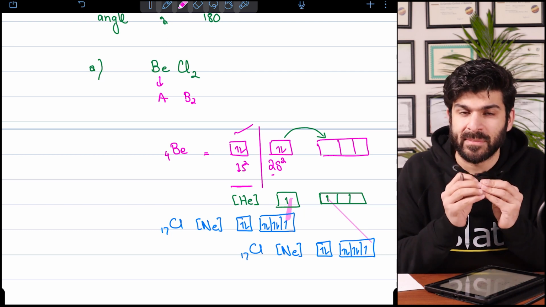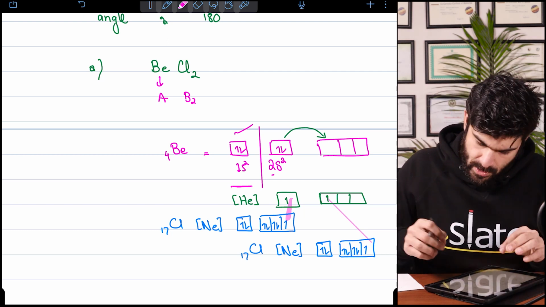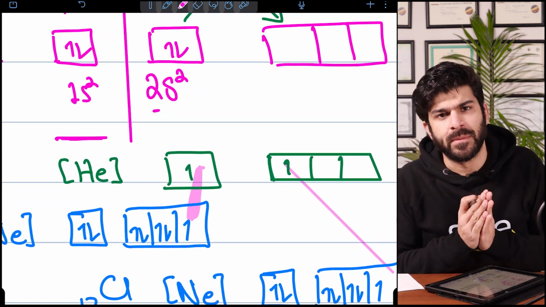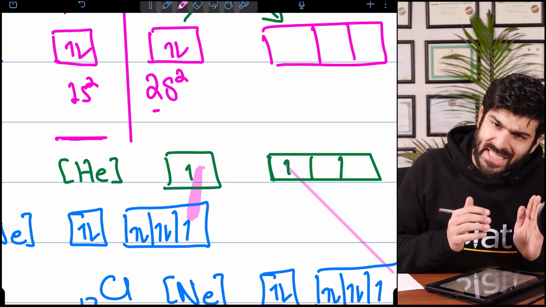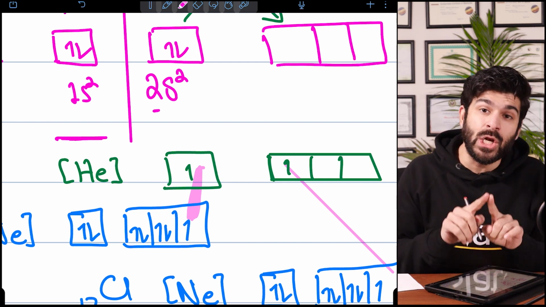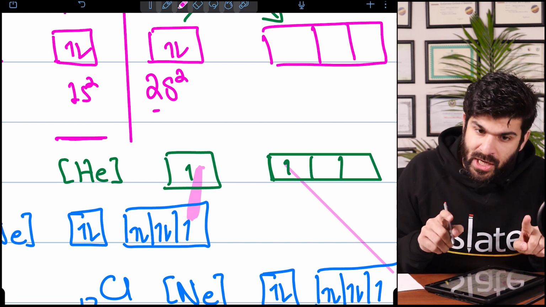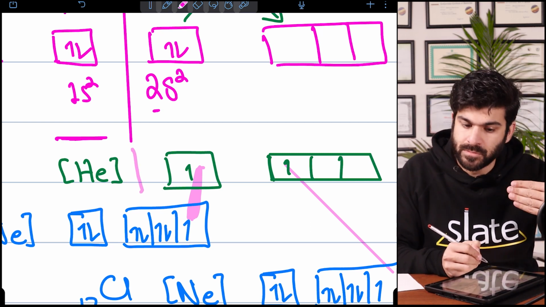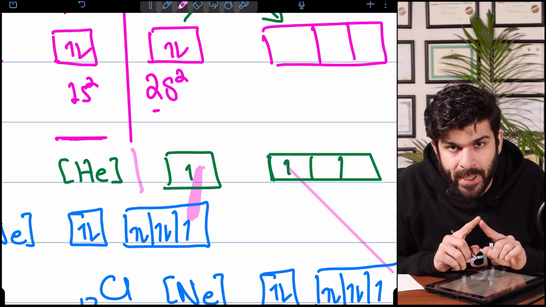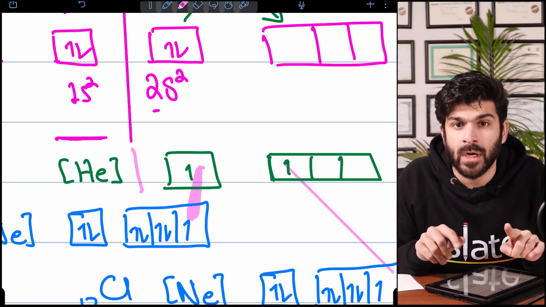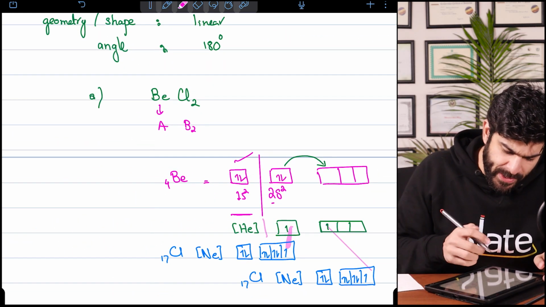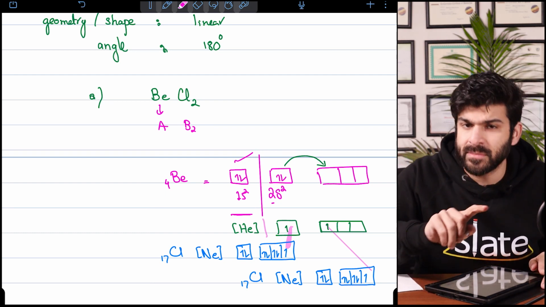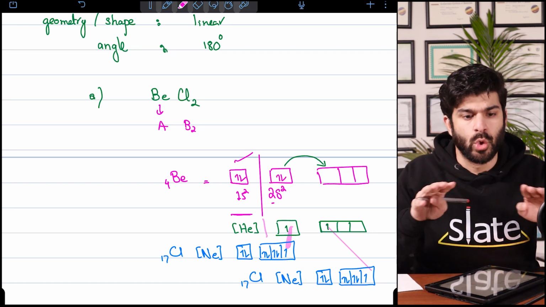It's the central atom that determines the shape. So just look at this electronic configuration of beryllium. Do we see any pair of electrons, any lone pair in the valence shell? Helium again, it's out of bounds. It's the inner shell. We do not see any pair. We do not see any lone pair. Hence, this just makes AB2: 1 central atom, 2 bond pairs, no lone pair.